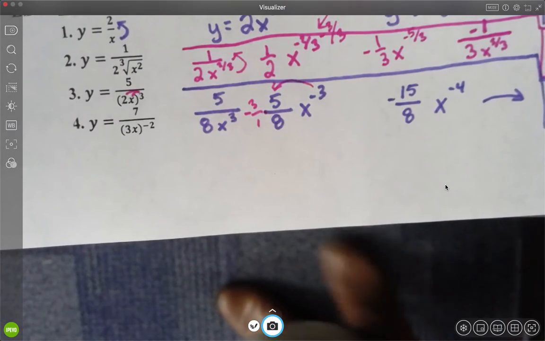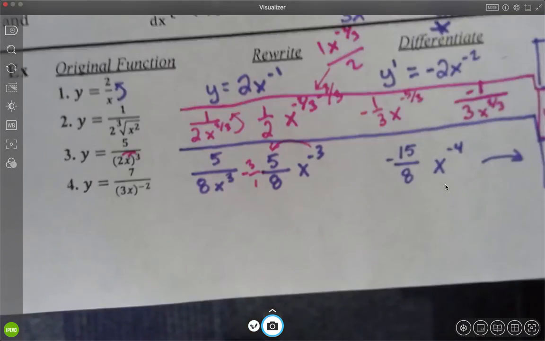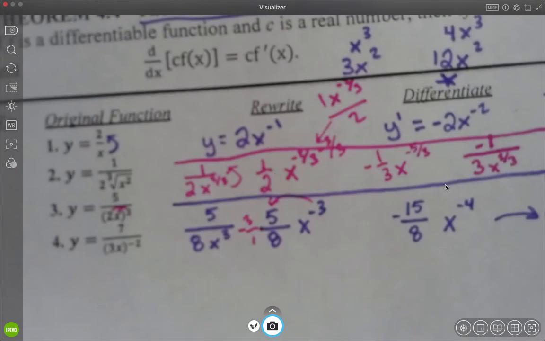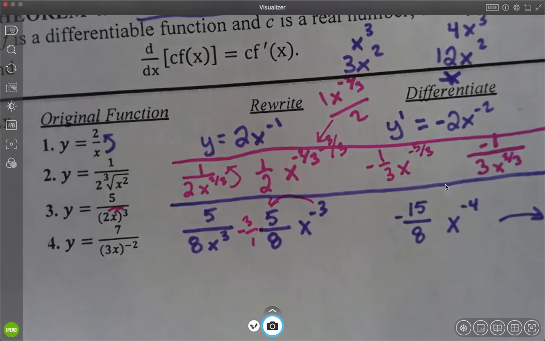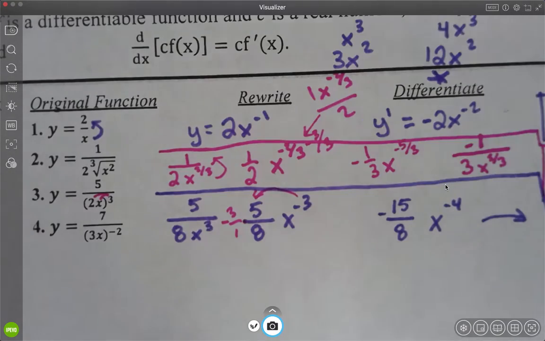Okay. Number 4 is actually easier than you think. What are you going to do first? What are you going to do on number 4? That's what I would do. A lot of people are tempted to distribute the negative 2 through. I would move it to the top before you square it because we want it to be positive.